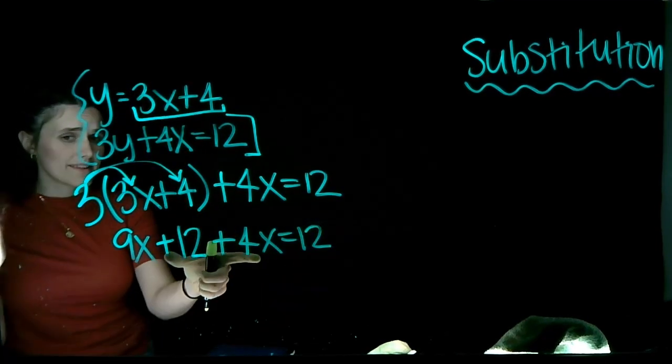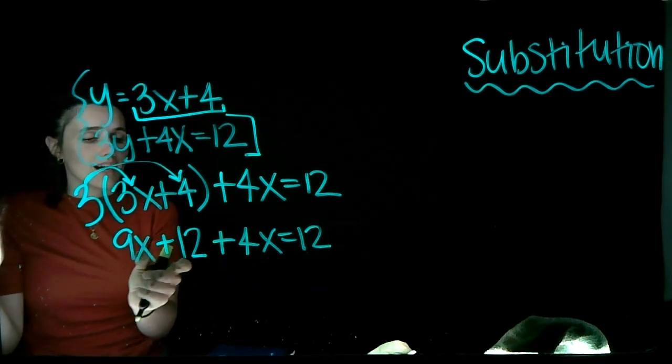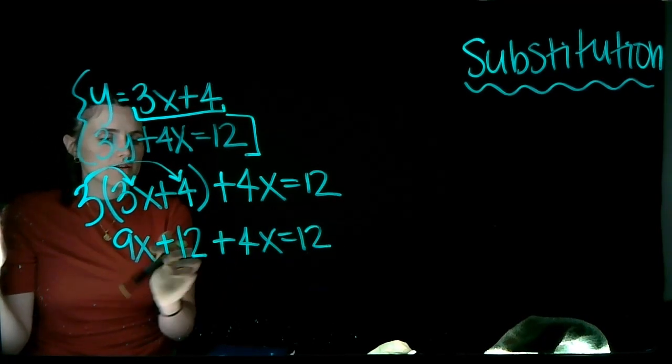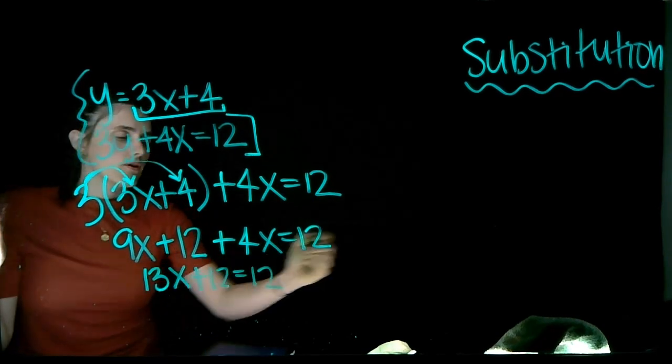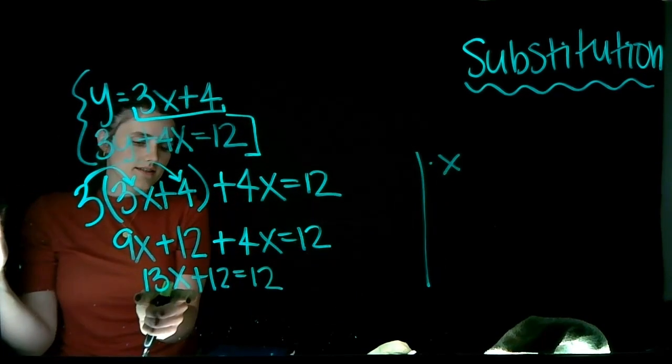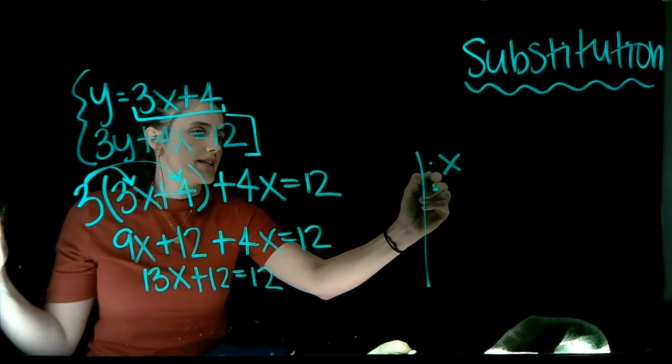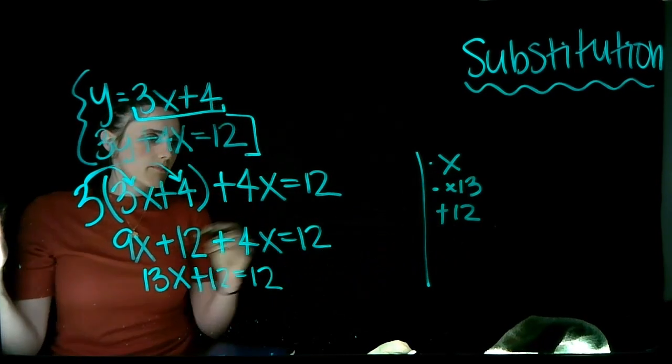So now I'm going to combine the terms that I can on this side of the equation. I have a 9x and a 4x. So if I add those together, I get 13x, and then I still have this plus 12 equals 12. So now if I tell the story of x, start with x all by itself, and then I multiply by 13, and then I add 12. So if I work backwards, I'll come to this step.